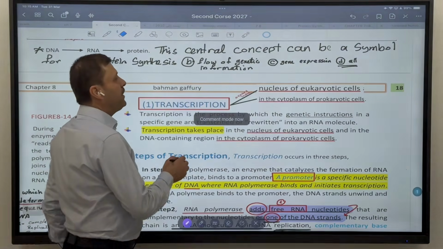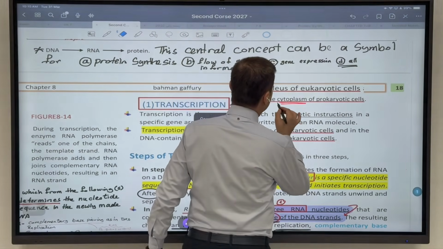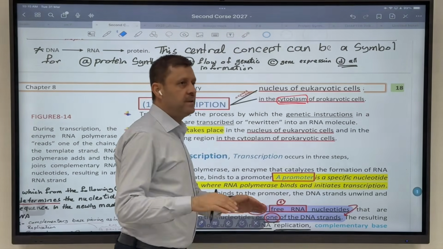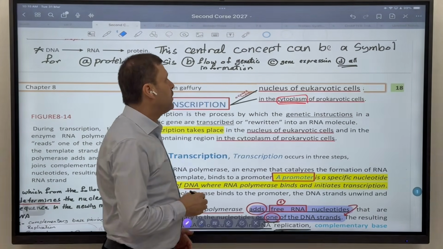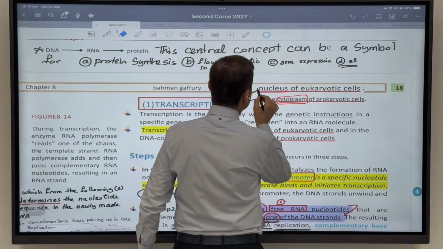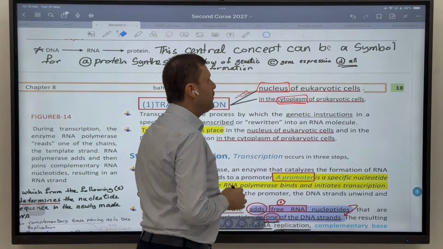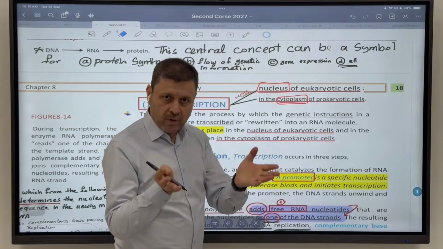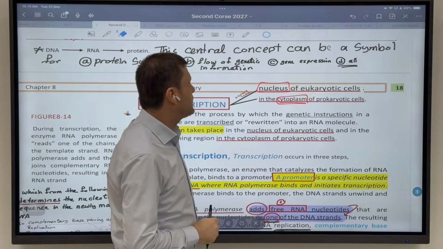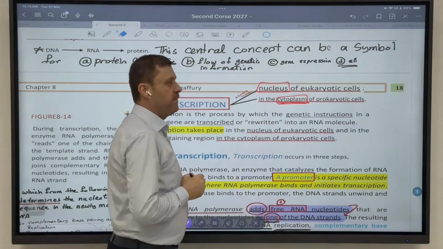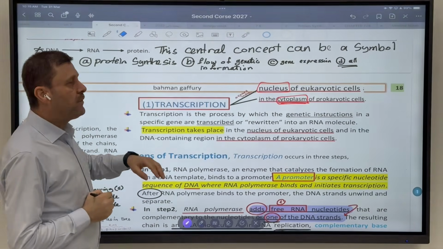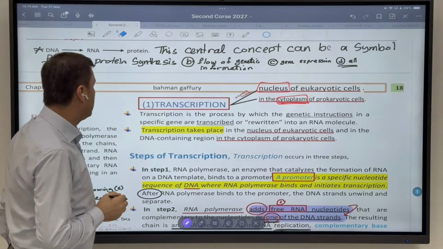Transcription occurs in the eukaryotic and also in the prokaryotic. In the eukaryotic, we have a nuclear envelope which separates the DNA from the cytosol, so in the eukaryotic it occurs in the nucleus. But in the prokaryotics, which lack the nuclear envelope that separates the DNA from the cytosol, the process occurs in the cytoplasm.